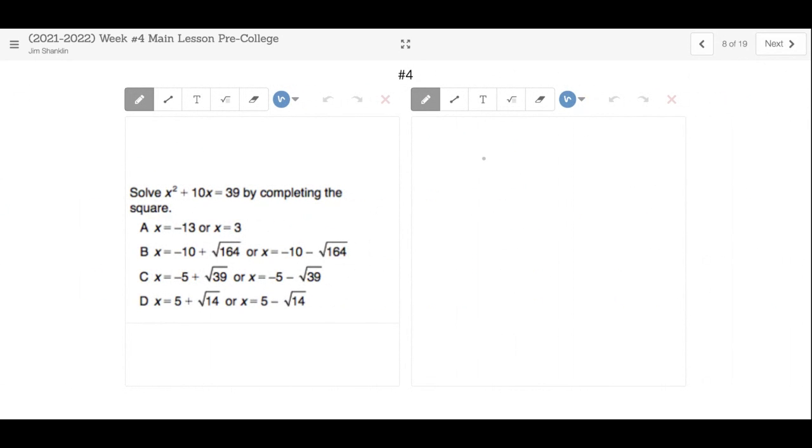Number 4, solve x squared plus 10x equals 39 by completing the square. Awesome. So I've got x squared plus 10x plus something is equal to 39 plus something. So what am I going to add to both sides? Well, remember, it's always half of the middle term. So half of 10 is 5. 5 squared is 25. So I'm going to add 25 here and 25 here. So this becomes a perfect trinomial square. So it gives me (x plus 5) quantity squared is equal to, what is that, 64?